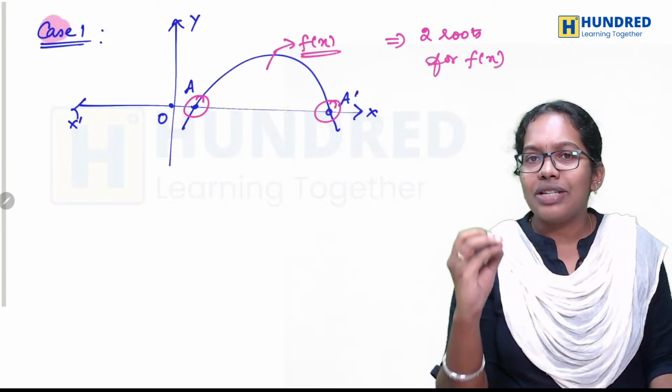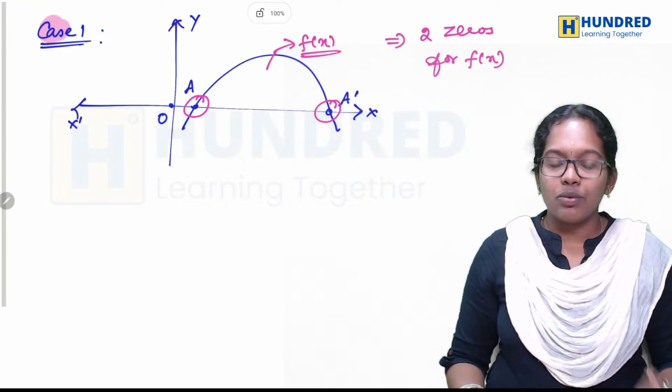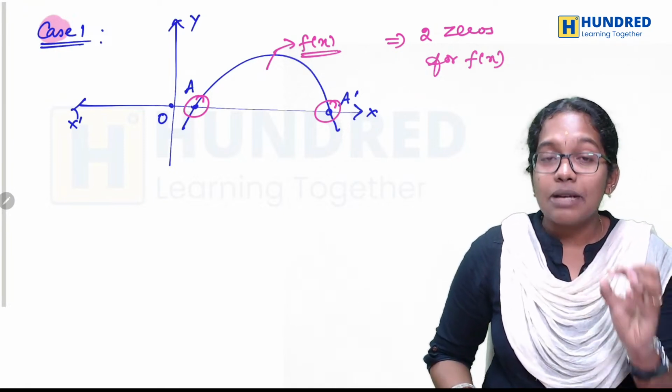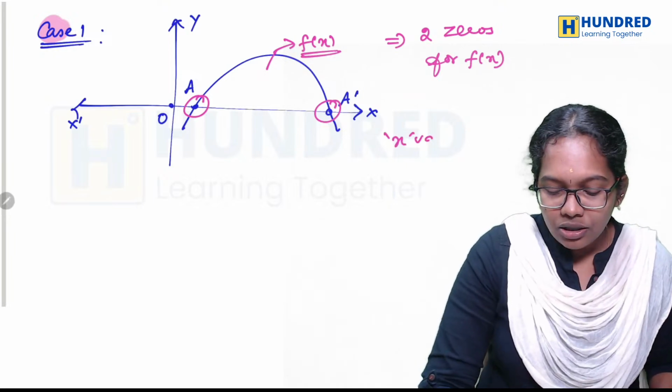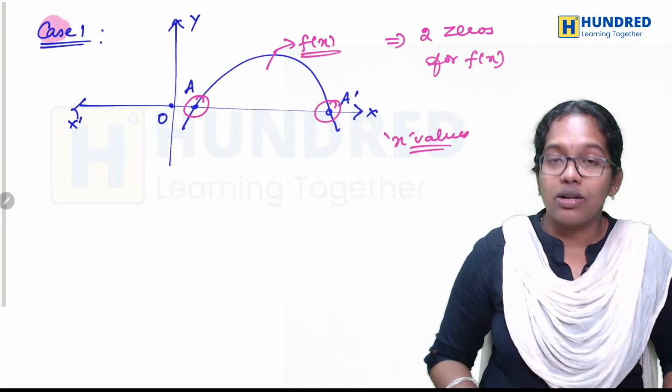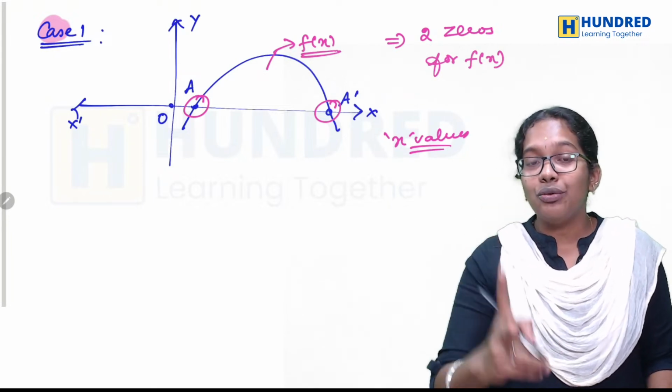Okay, what is actually 2 roots? Not roots, there will be 2 zeros for f of x. What is zeros? Zeros is nothing but the solution for f of x, that is simply the x values. So how many values will we be getting for this? We'll be getting 2 x values.